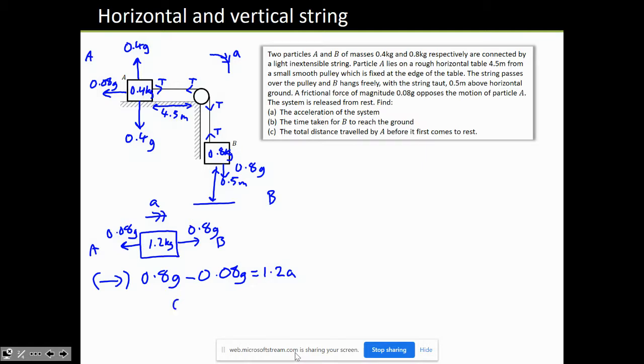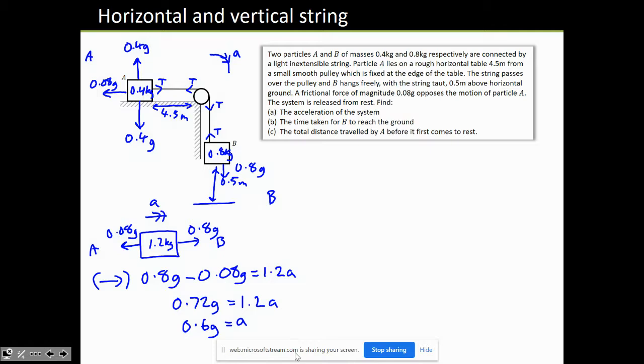So I get 0.72 g equals 1.2 a. 0.72 divided by 1.2, so 7.2 divided by 12, and 12 sixes are 72. So we get 0.6 g as our acceleration. I'm going to leave it as 0.6 g because I know that g is 9.8. And often the question might ask you to leave your answer in terms of g, and that's okay. So that's my acceleration, 0.6 g.